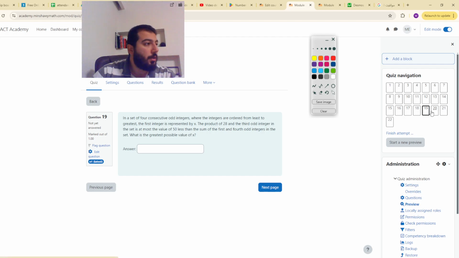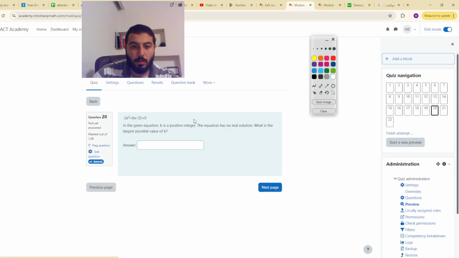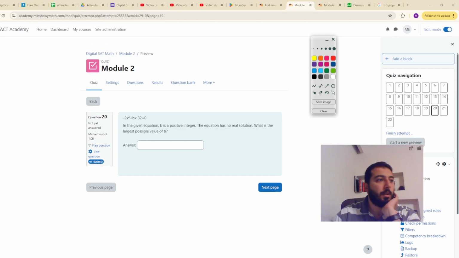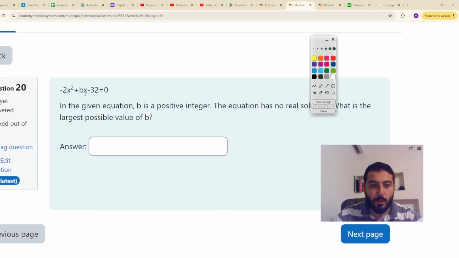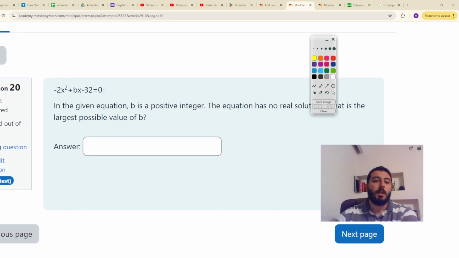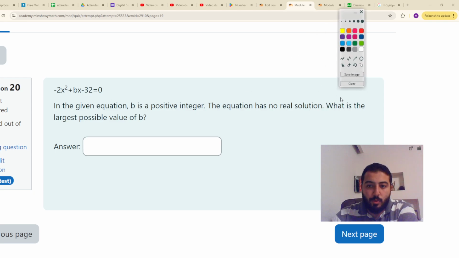Question number 20. Bismillah. Question 20. Negative 2x power 2 plus bx minus 32. In the given equation, b is a positive integer. The equation has no real solutions. What is the largest possible value of b?